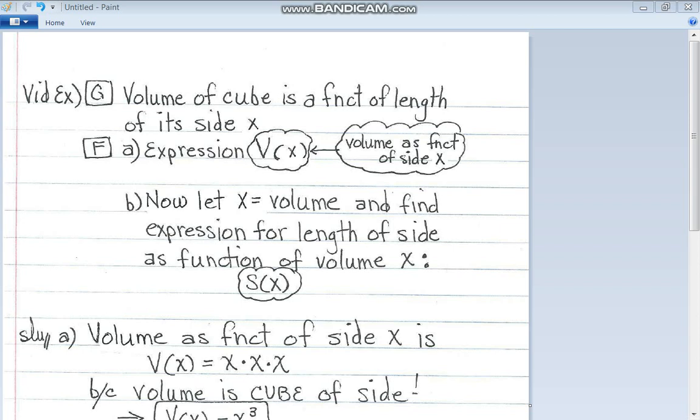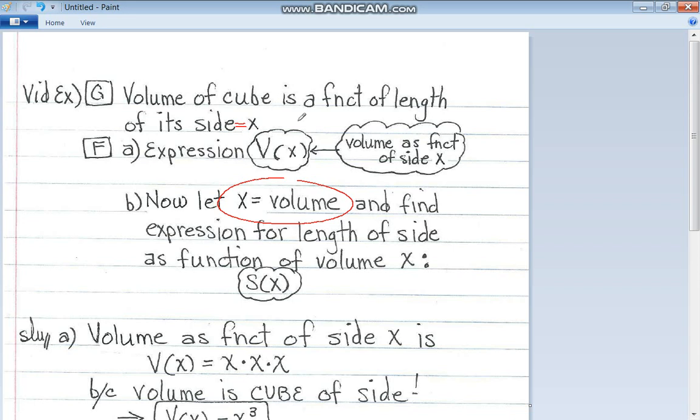And then we're going to change gears for part B, where we let x now be the volume instead of the side. See, up here the side was equal to x, but down here, we have x equal to the volume. And find the expression for the length of the side as a function of the volume.